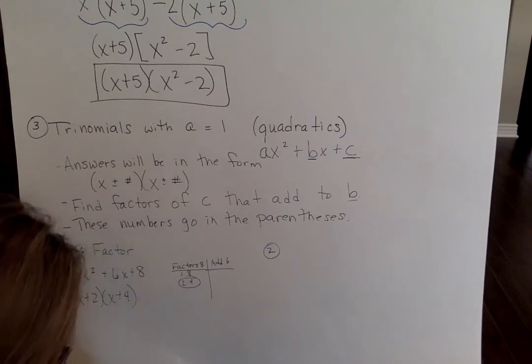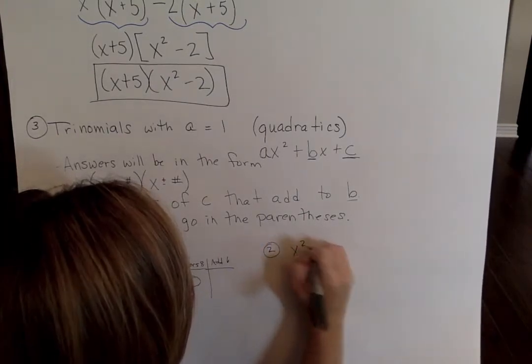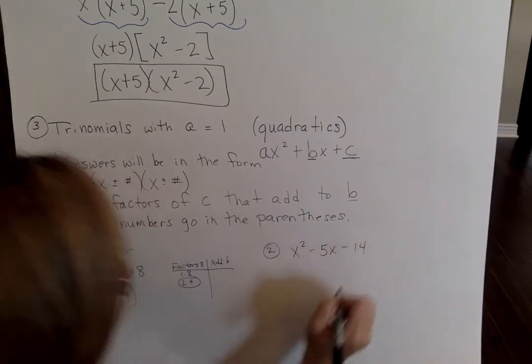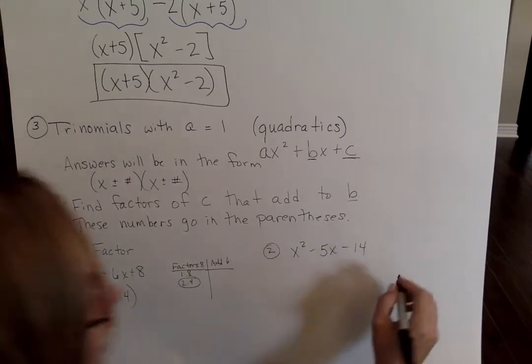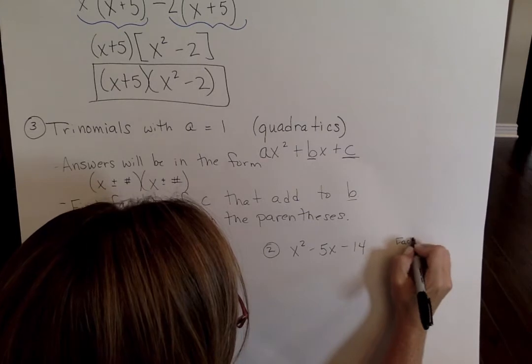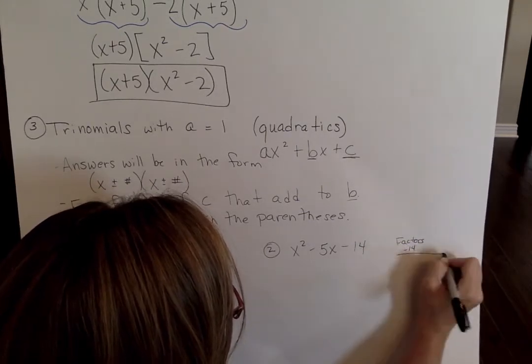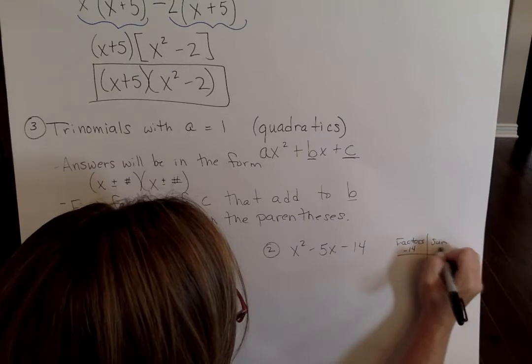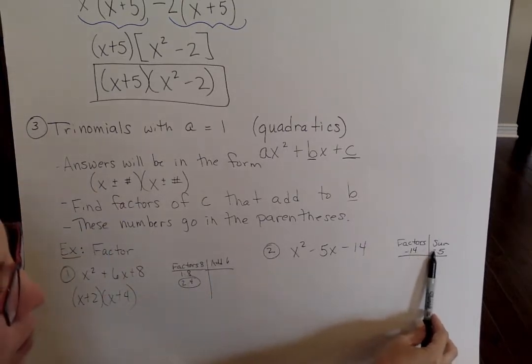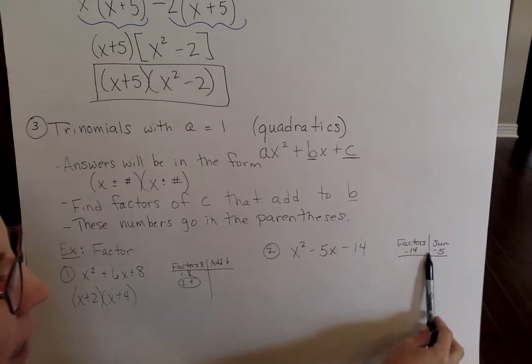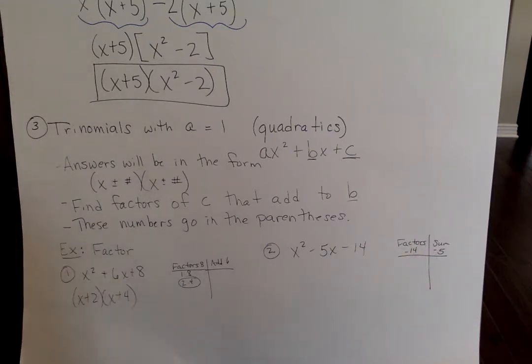Number 2, x squared minus 5x minus 14. So now I'm looking for things that multiply to be negative 14 but add to be negative 5. Now we can be kind of smart here. Factors of negative 14. We want a sum of negative 5. So we know that if we multiply two numbers and get a negative, one of the numbers has to be negative. Furthermore, if I'm adding two numbers, one's a positive and one's a negative, and the answer is negative, we know that the larger number is negative.